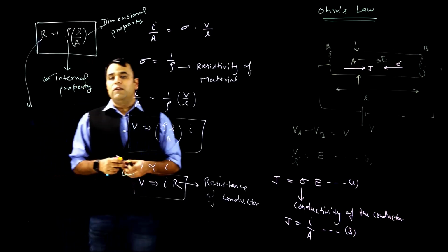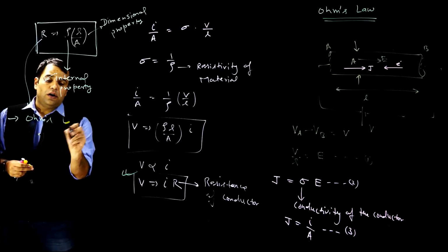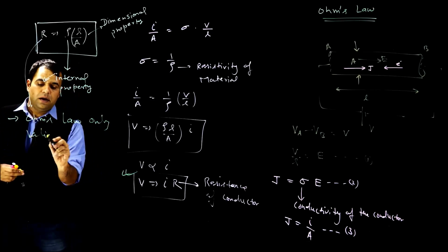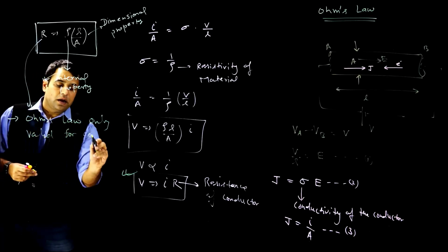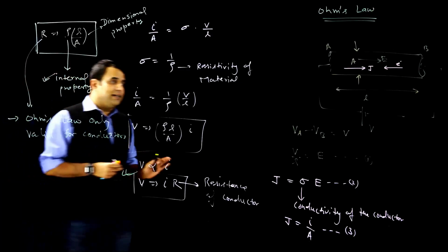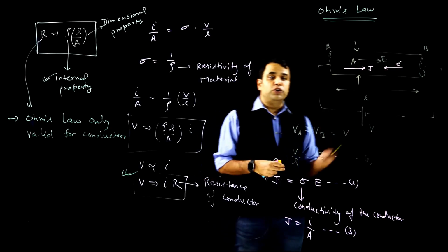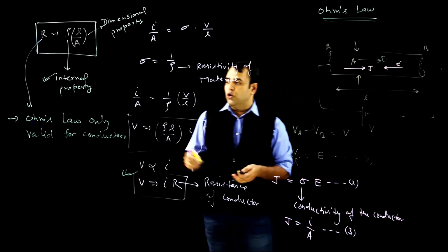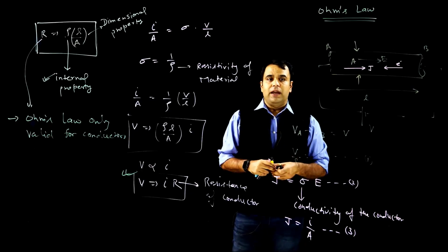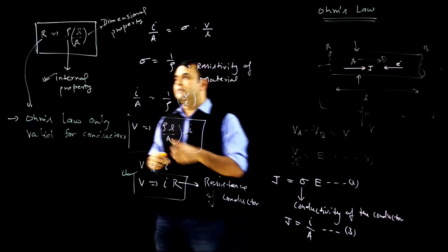One thing we should always remember is that Ohm's law is only valid for conductors. We don't apply Ohm's law for insulators, or semiconductors, which in future you will study. So Ohm's law is only applicable when we are dealing with conductors. And this is the formula for resistance which we are getting.